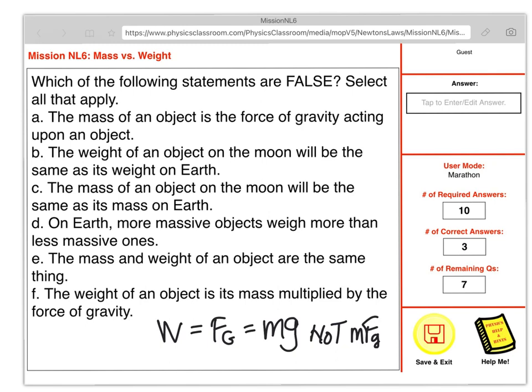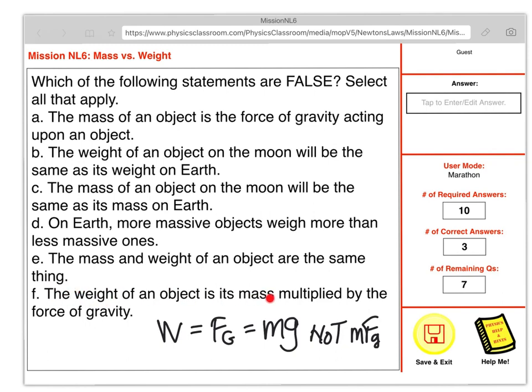Okay, go through all the statements and find the false ones. The mass of an object is the force of gravity. No, that's the weight of the object. The weight of an object on the moon will be the same. We know that's false. The mass of an object on the moon, yes, that's true. On Earth, more massive, yes, that's true. The mass and weight, no, that's false. This is the one that people always get wrong.